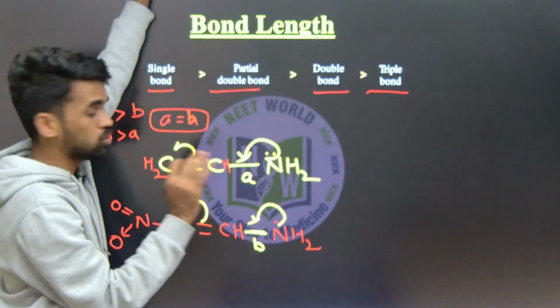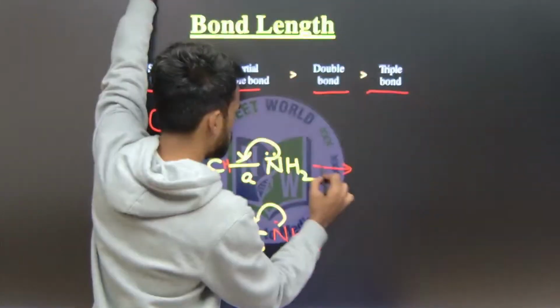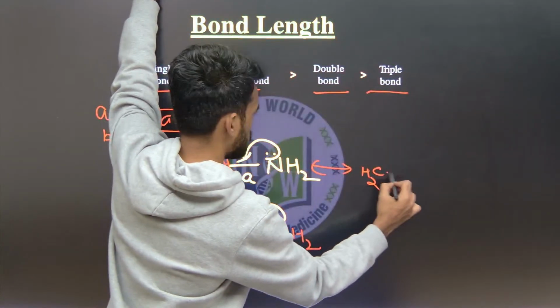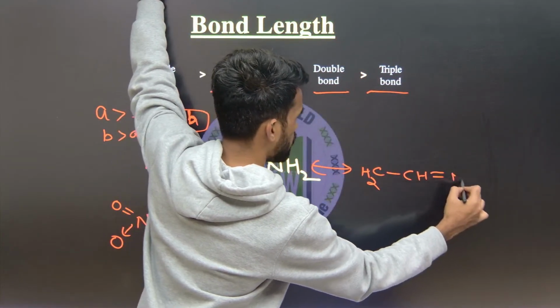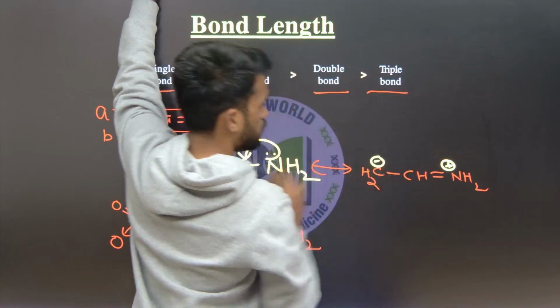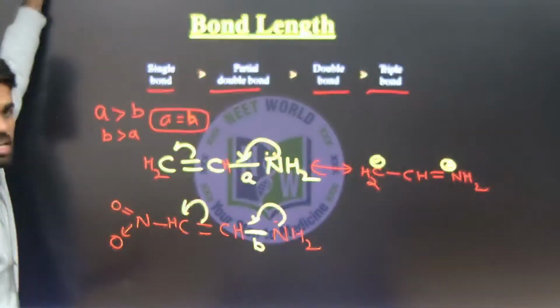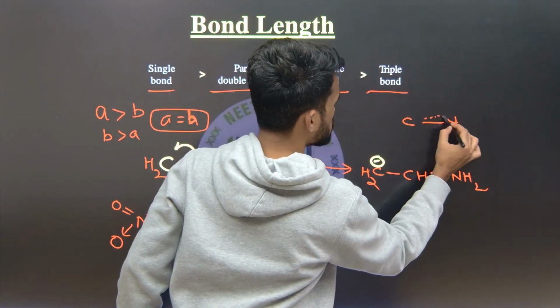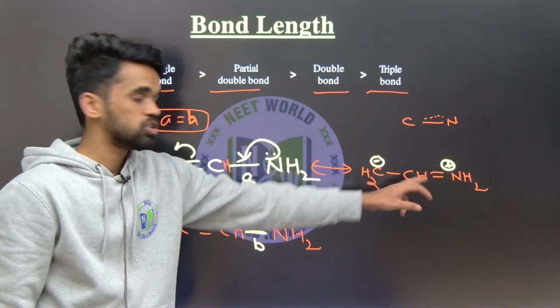So when they are participating in conjugation, what is happening to the single bond? It is converting into a double bond. So it means CH2=CH-NH2, with a positive charge here and a negative charge here. So this kind of conjugation is taking place. Due to the conjugation, this single bond becomes a double bond. So I can say this carbon-nitrogen bond will now have partial double bond character due to the conjugation here.